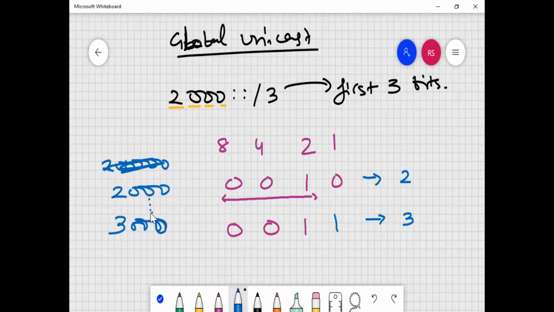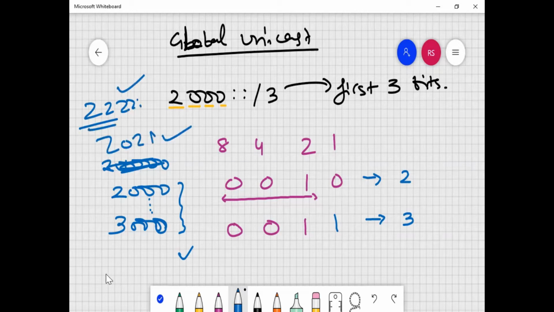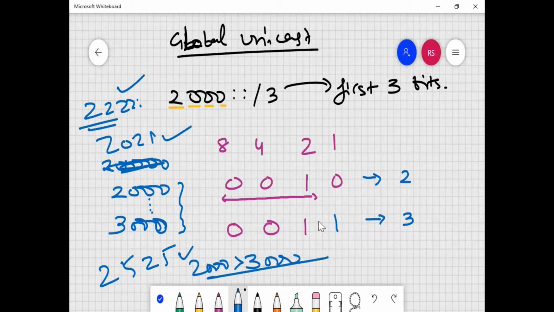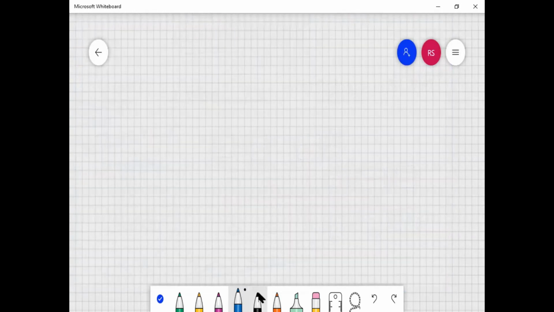3000, that is your global unicast. So if I am writing down 2222, it means global. 2021, global. 2525, global. Anything which comes between the 3000 range and the 2000 range, that is your global unicast. The first 3 bits should be fixed, and the rest is the host portion.